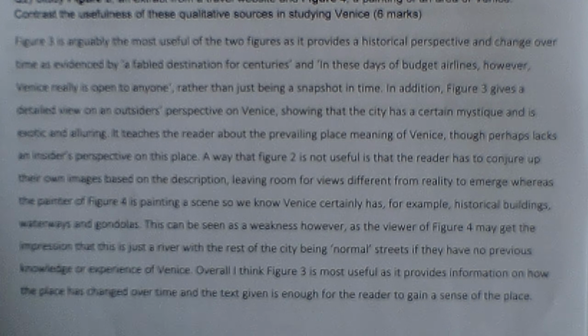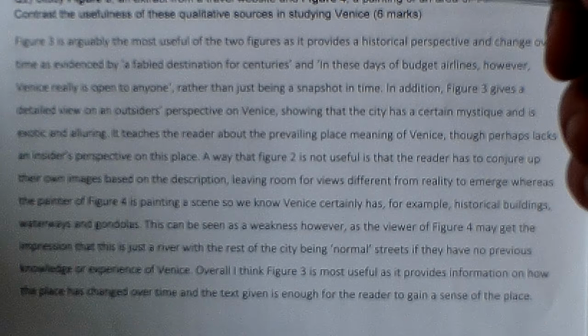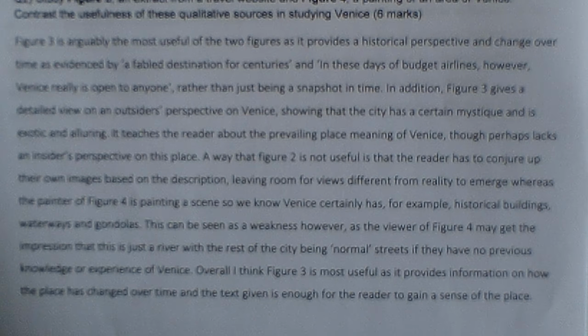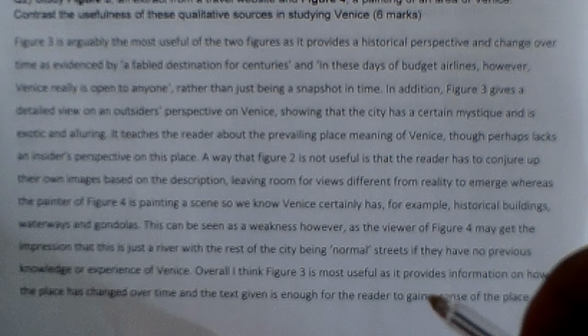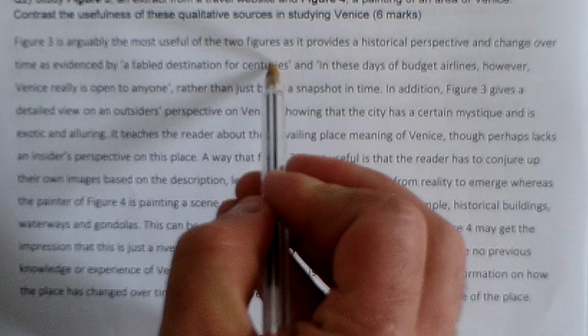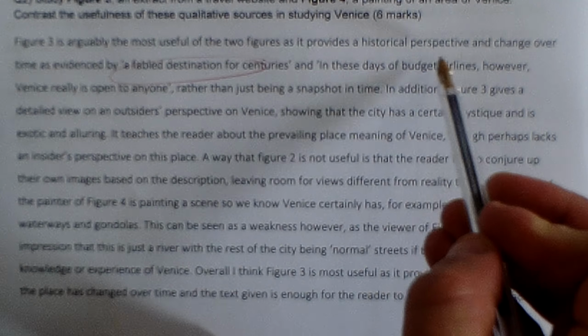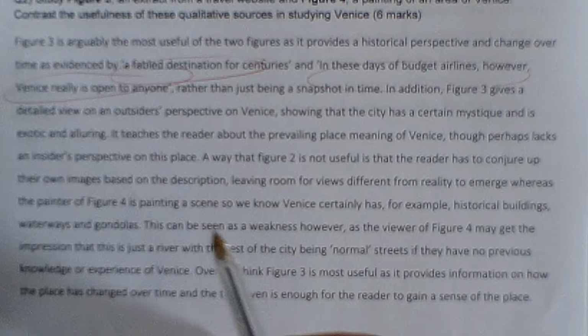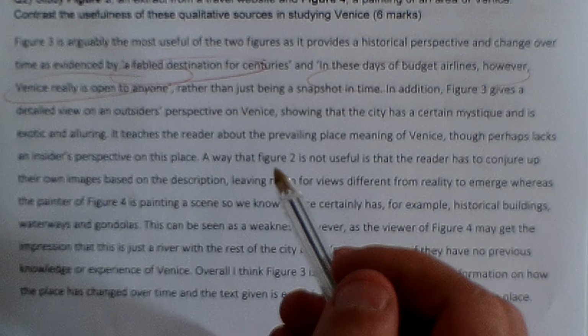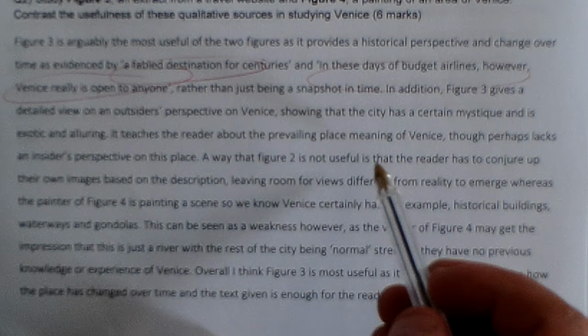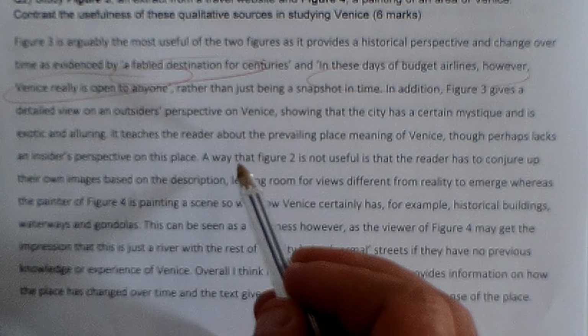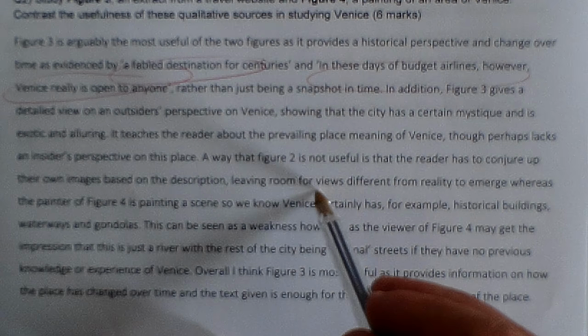Right, so just something to highlight about this answer. Sometimes we see students basically doing a decent answer to the question but not really using much from the figure. So let's just highlight where they've really used it here. So they've done some quotes, "fabled destination for centuries", this budget airlines quote here. They've done also, there we go, figure 3, "conjure up images", and so on.